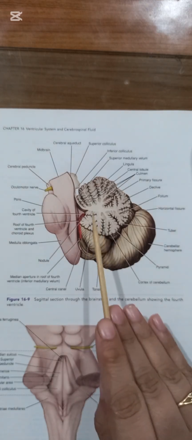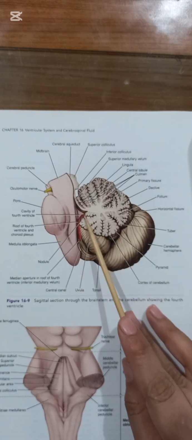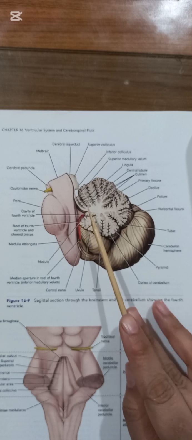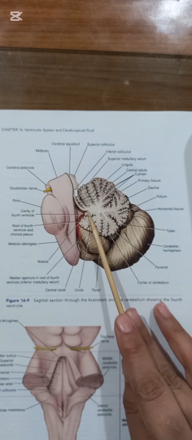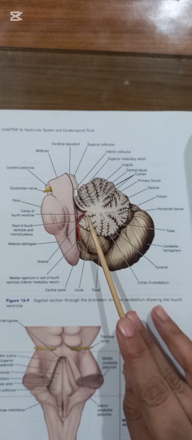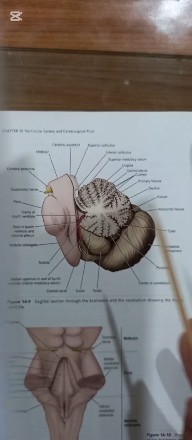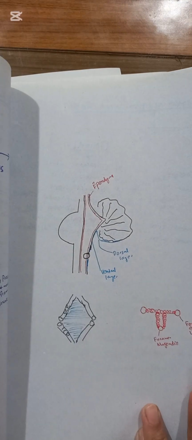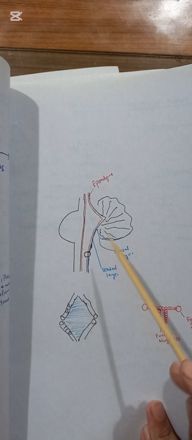Then after that, you can see again this is a tent shaped cavity, and this whole is the roof of the ventricle. Now the roof has an upper part. The upper part is formed by the superior medullary vellum, while the lower part is formed by the inferior medullary vellum. Now understanding is very important how the inferior medullary vellum is formed, because actually the inferior medullary vellum is devoid of nervous tissue, and it is formed by ventricular ependyma and pia mater.